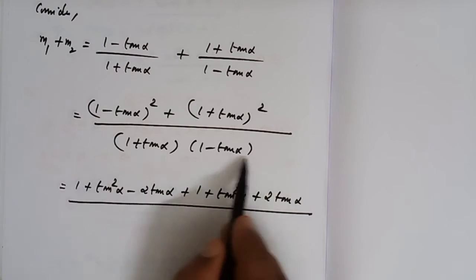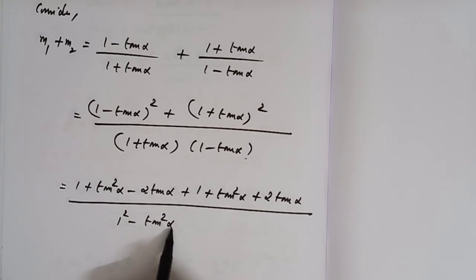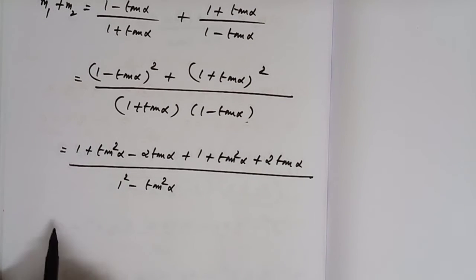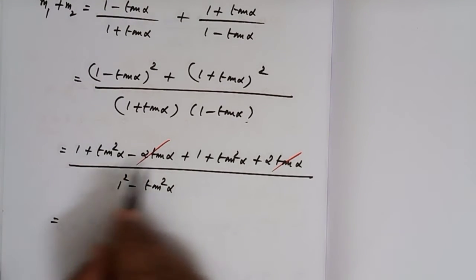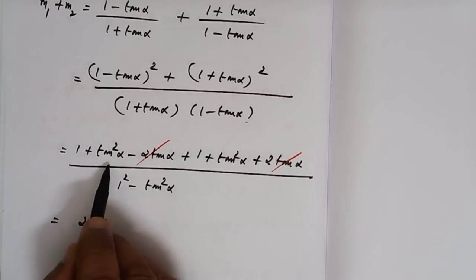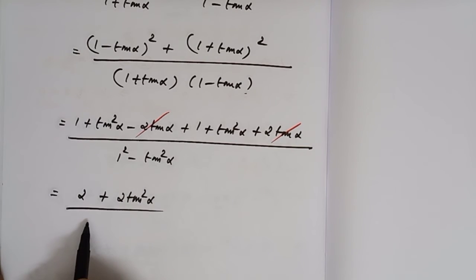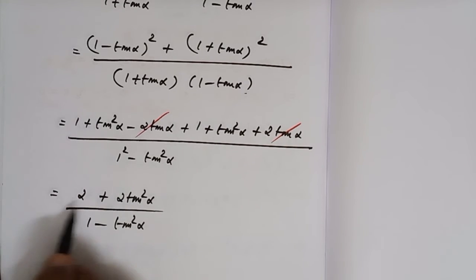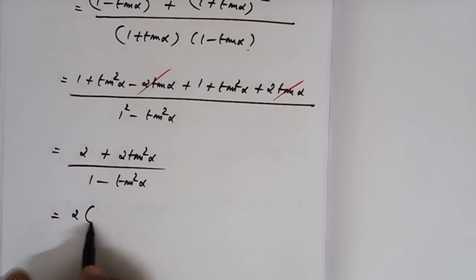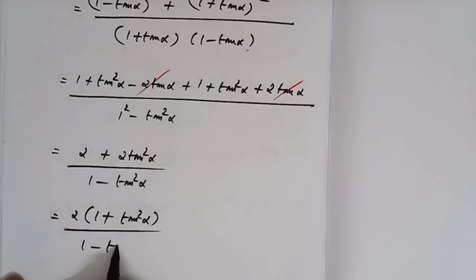This is of the form (a + b) into (a − b), and you know that it is a squared minus b squared, that is 1 squared minus tan squared α. Now simplify: minus 2 tan α and plus 2 tan α get cancelled. Then we have 1 plus 1, 2 in the numerator, plus tan square α, that is 2 tan square α, divided by 1 minus tan squared α. These two cannot be added, but we can take 2 as common, giving 1 plus tan squared α divided by 1 minus tan squared α.